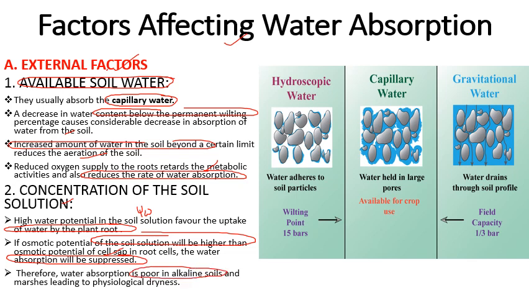The alkaline soils are also known as acid soils. So in such soils the absorption of water is poor, and in marshes it leads to physiological dryness, meaning that condition is known as physiological dryness. Plants are unable to absorb this type of water.